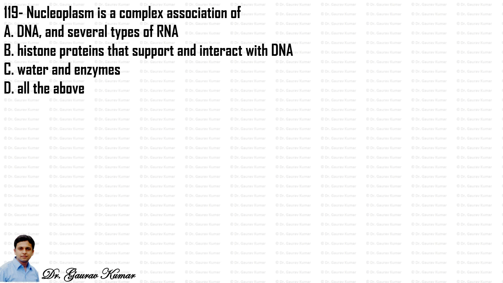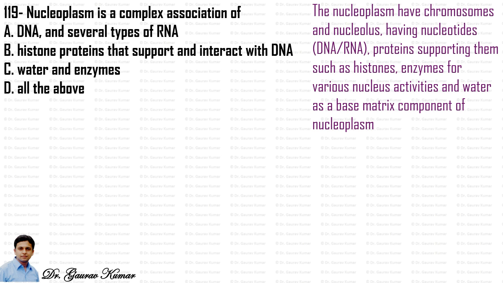Next question, nucleoplasm is a complex association of. So the nucleoplasm has chromosomes and nucleolus having nucleotides, that is DNA or RNA. Also it contains proteins supporting them such as histones, enzymes for various nucleus activities, and water as a base matrix component of nucleoplasm. So the answer will be all of the above.